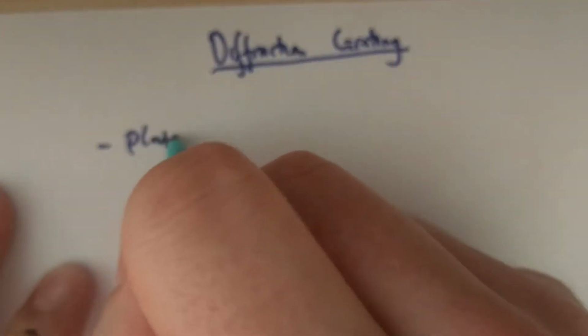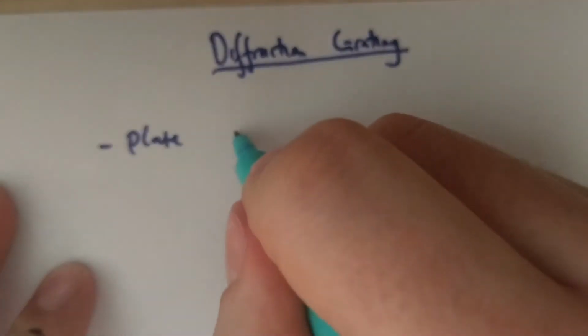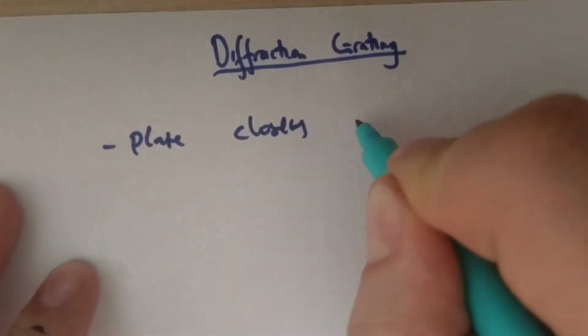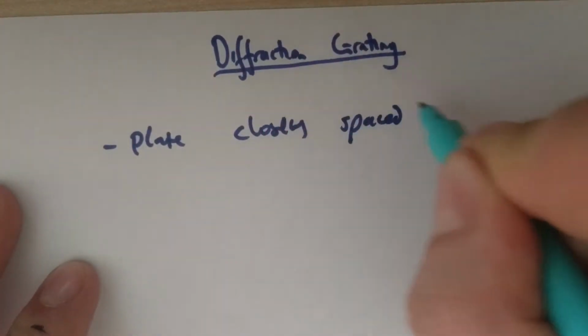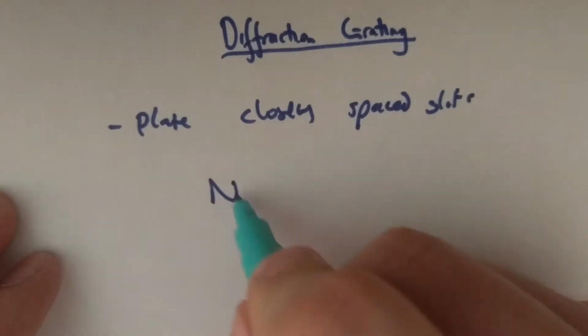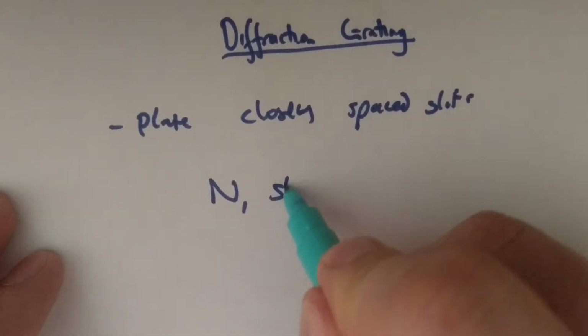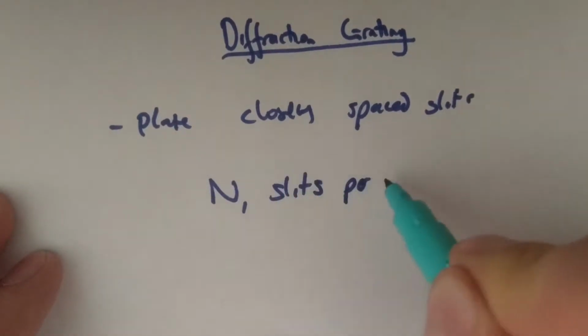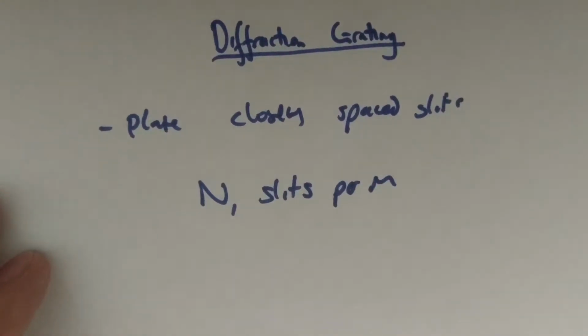So a diffraction grating is a plate that contains many closely spaced slits. All these slits are parallel. Often on the diffraction grating it will be quoted in slits per millimetre. When you're doing your calculations, first off you would convert it to N, which is slits per metre.